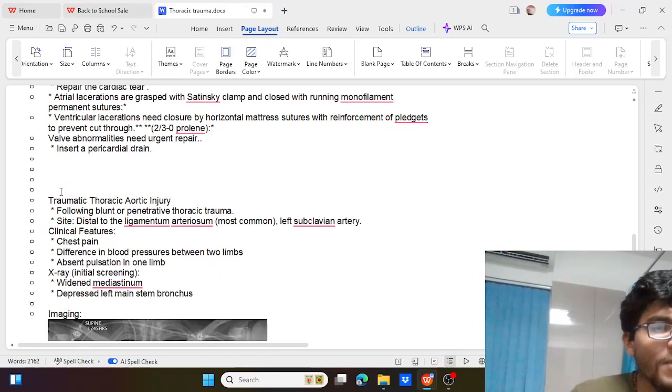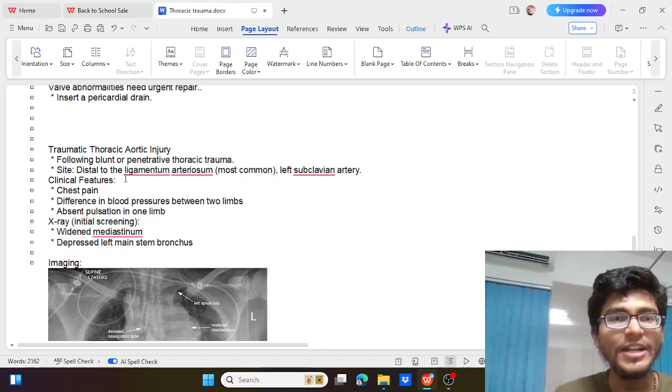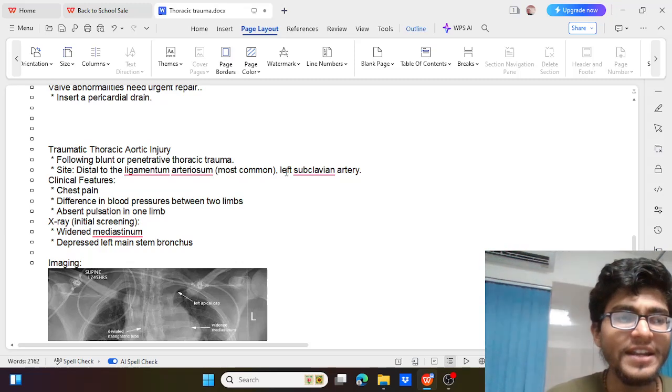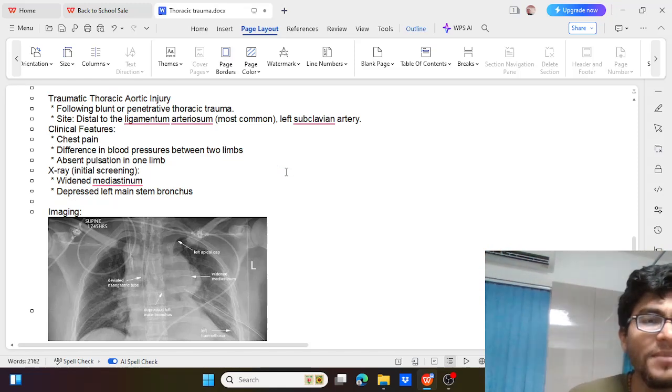Then coming to traumatic aortic injury, it can happen following blunt or penetrating injury. Again, what is the site of injury here? It is the left subclavian artery, that is distal to the ligamentum arteriosum. So left subclavian artery, distal to ligamentum arteriosum.